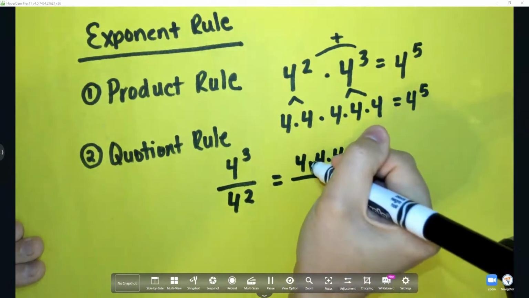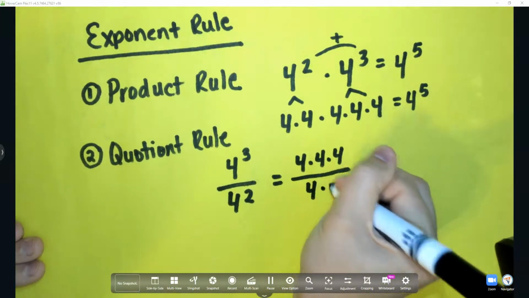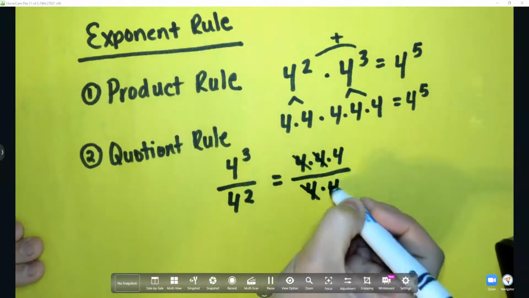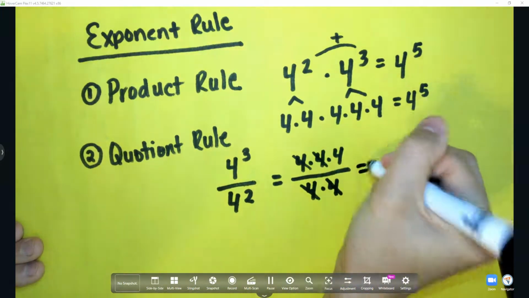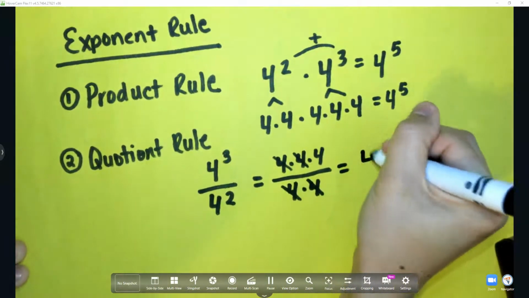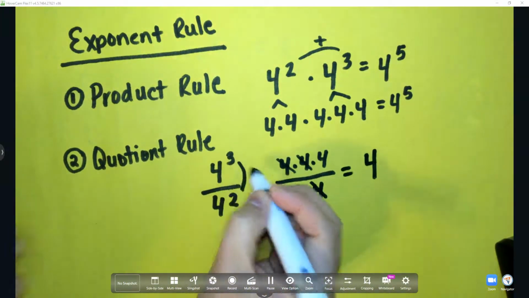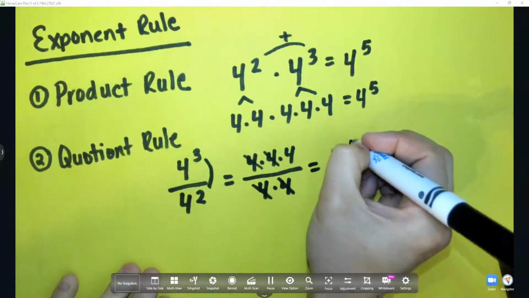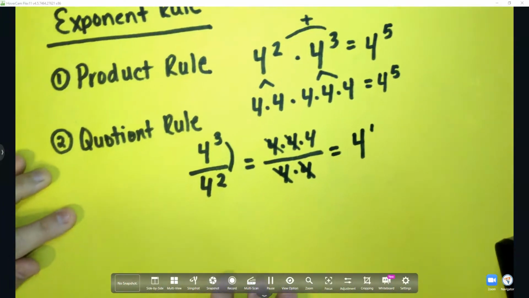I get 4 times 4 times 4 on the top, and then on the bottom I have 4 times 4. You can simply cross out each one you have on the top for one on the bottom, and I'm left with one 4 on top, which is just simply 4. Or I could have just subtracted 2 from 3 and got 4 to the first power. You could write 4 to the first power, but you really don't need to. It's just an invisible 1.